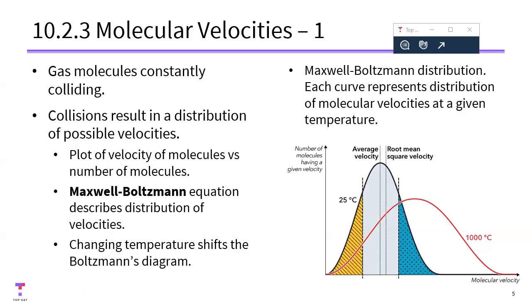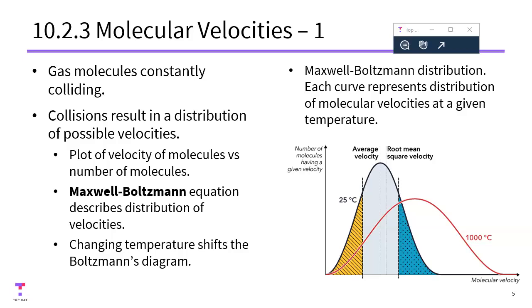As a result of all of these different collisions that are taking place within a gas sample, we might have gas molecules at several different velocities at the same time. Some might be going really, really fast. Some might be going kind of slow. Some might be kind of in the middle. There is an equation that describes the probability distribution of these velocities. It's called the Maxwell-Boltzmann equation.